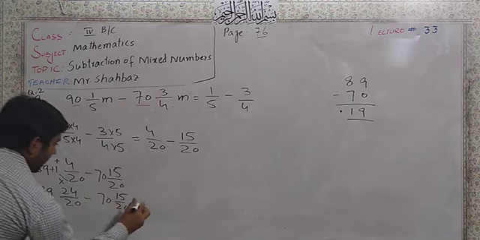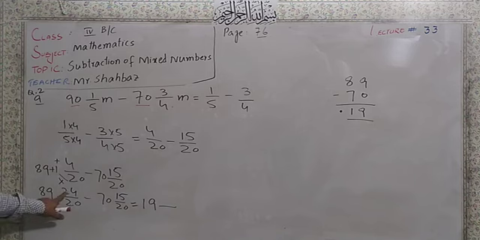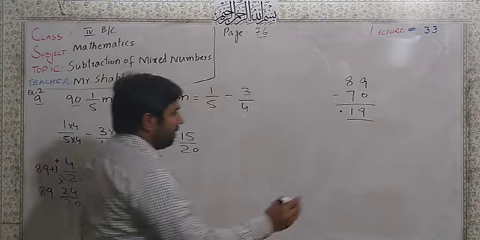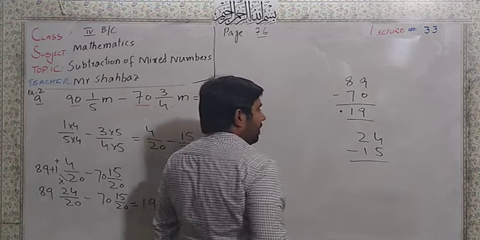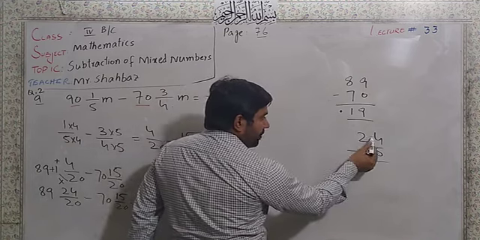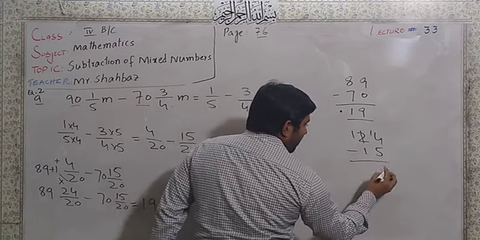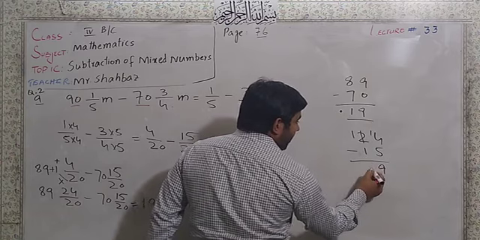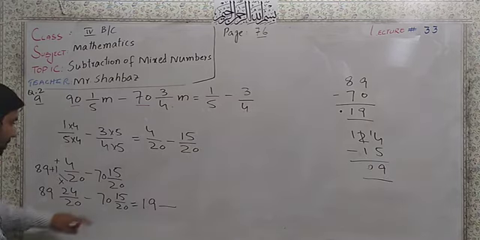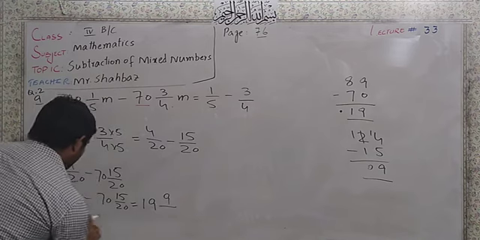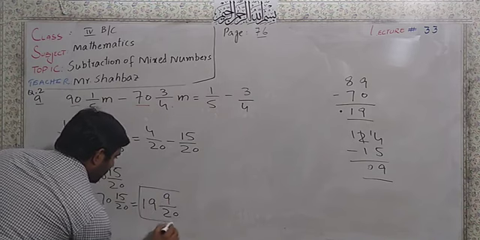89 minus 70, so 19 and 24 minus 15. 24 minus 15: 4 minus 5 is not possible. We will take 1 from here, it will be 14. 14 minus 5 will be 9. 1 minus 1 will be 0. Means 24 minus 15 will be 9 and the denominator will be 20. This is your answer.